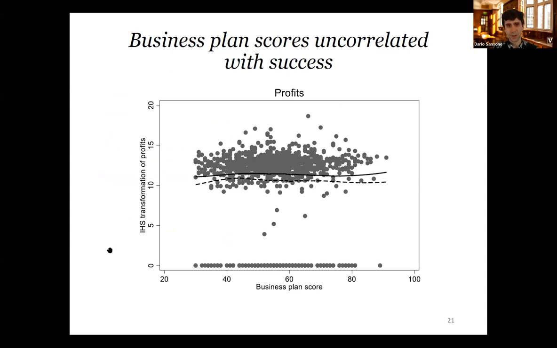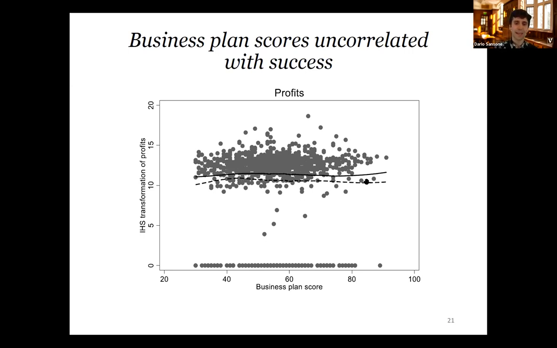So to answer the first question, here what we are looking at, on the Y axis is profit level after 3 years. And on the other axis, you have the business plan score. So did the judges do a good job at evaluating these firms? The answer is not really. As you can see, the line is quite flat. Even if you drop firms with zero profit, the line is still flat. We look also at employment, sales, probability of surviving, and the results are very similar.